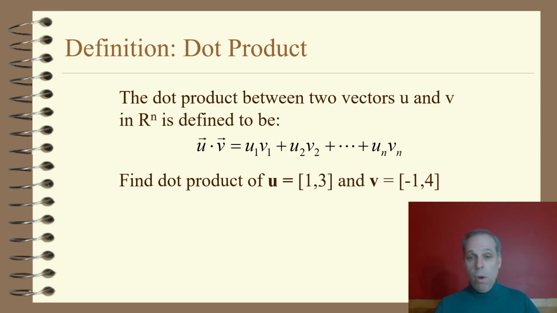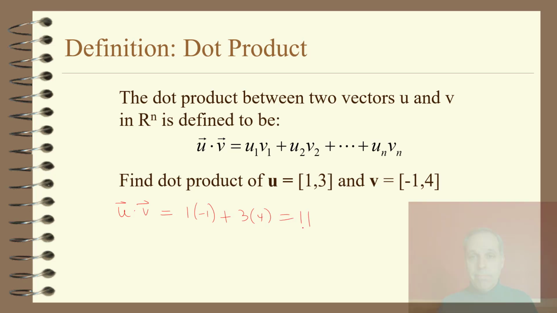So for example, if I wanted to find the dot product of these two vectors, the dot product of u with v would then be, take the first components, that'd be 1 times -1, take the second components, that'd be 3 times 4, and then just add those products. So that dot product would be 11.